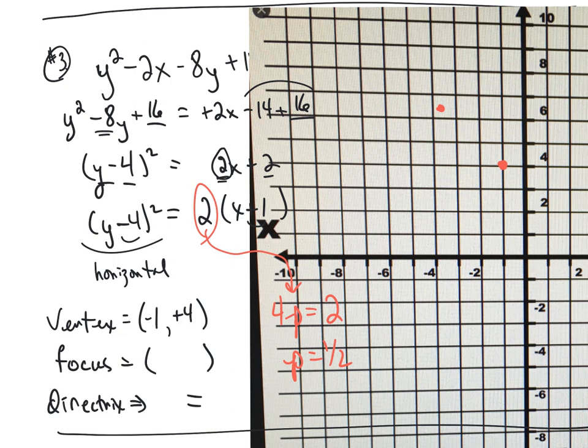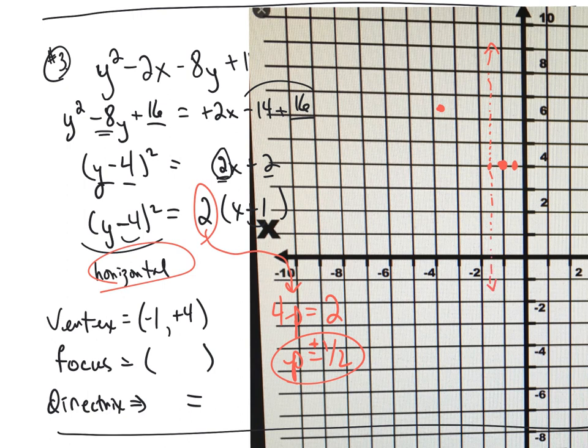Okay? So the last thing we have to decide, we already know it's a horizontal parabola, and the p distance is positive, which means this is going to be a parabola that opens to the right. And if it opens to the right, that means the focus is going to be located 1/2 to the right of the vertex, and the directrix is going to be located 1/2 to the left of the vertex.